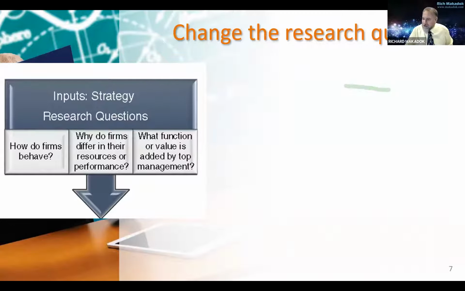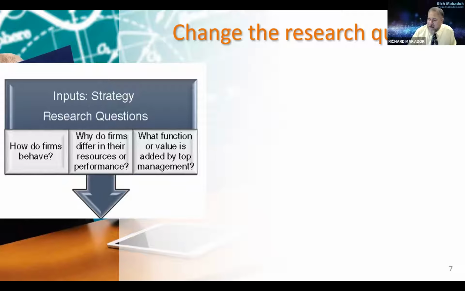Okay. So a research question is the main input into the theorizing process. Without a research question, there's really nothing to theorize about. Every field of study has its own uniquely characteristic research questions. And Rumelt, Schendel, and Teece, in their 1994 book, Fundamental Issues in Strategy, do the field a great service by providing a list of questions that they identify as fundamental questions in strategy that include things like, how do firms behave? Why are firms different? What is the function or value added by the headquarters unit in a diversified firm?